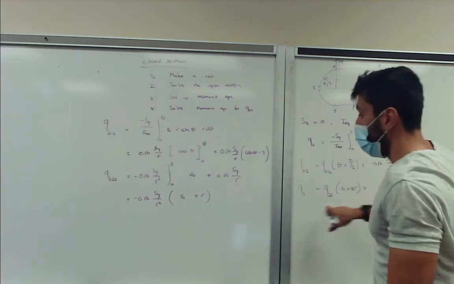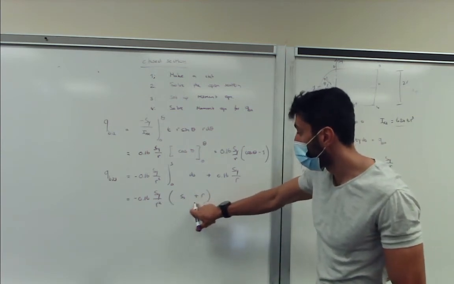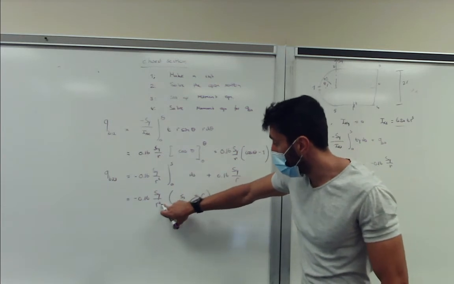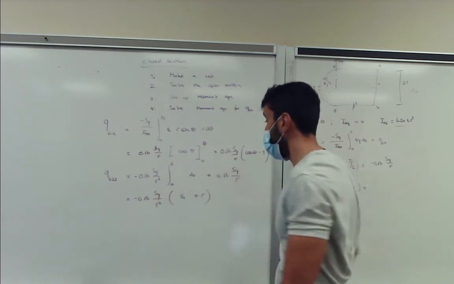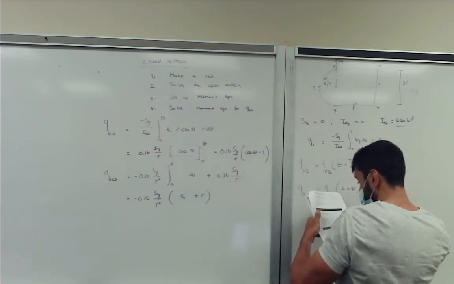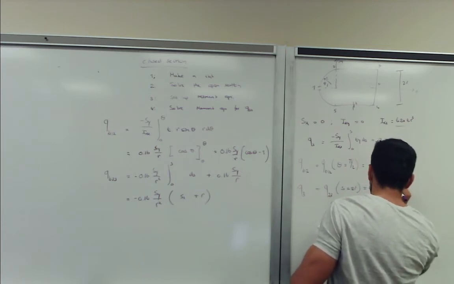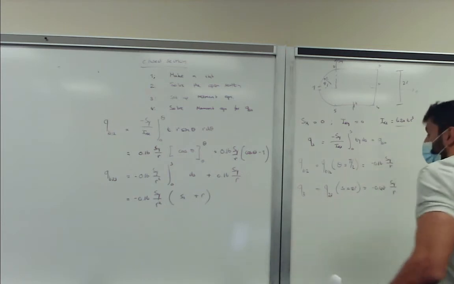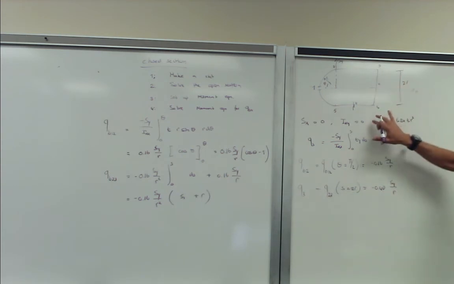So if we evaluate this at 2R, we get 3R here. So this becomes just over R, and this multiplied by 3. So we get 0.48. So Q3 becomes 0.48 Sy over R. And then we use this as a start point for segment 3, 4.